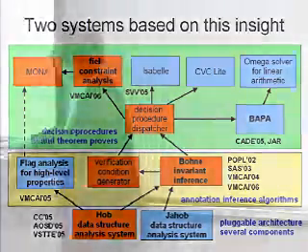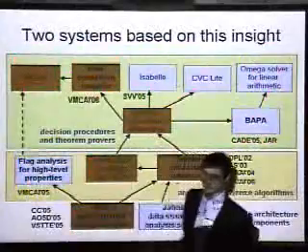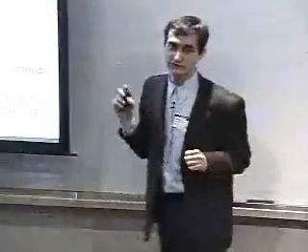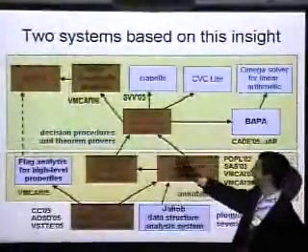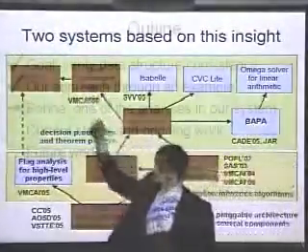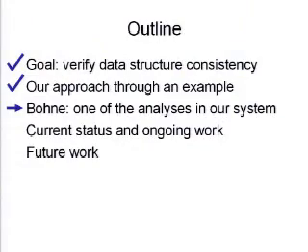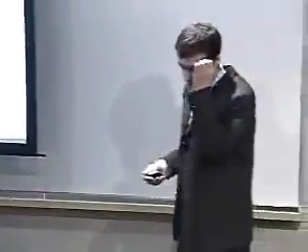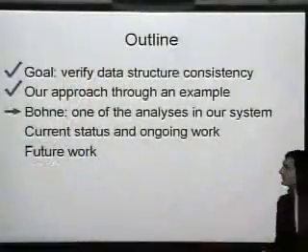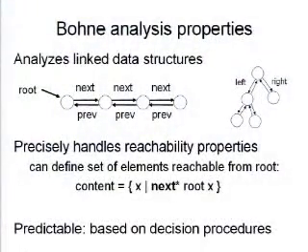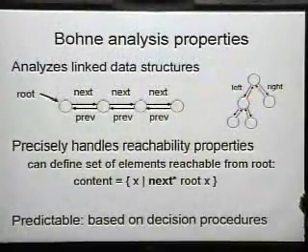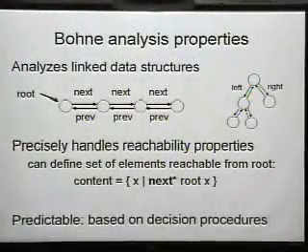And so what I'm going to do is show you one slice through the system that you can view as one shape analysis. Basically, it has invariant inference and field constraint analysis along with the MONA decision procedure that allows us to analyze linked data structures. We call this analysis BONE. This is joint work with Thomas Wies and Andreas Podelski. This BONE analysis allows us to analyze linked data structures like lists and trees. And its feature is that it can precisely handle reachability properties.